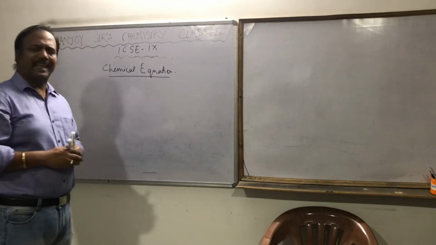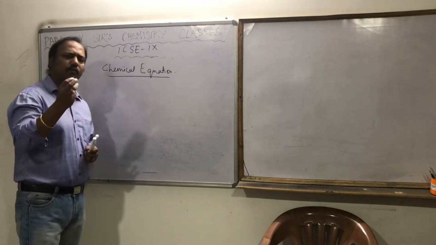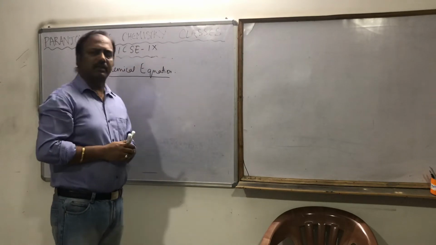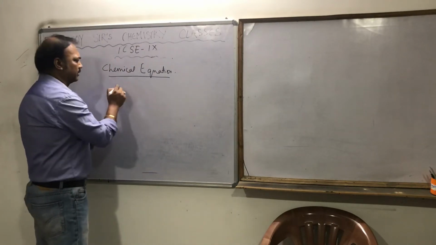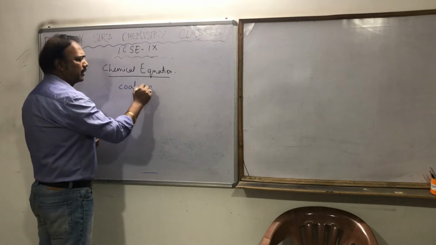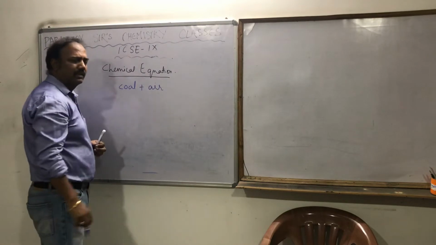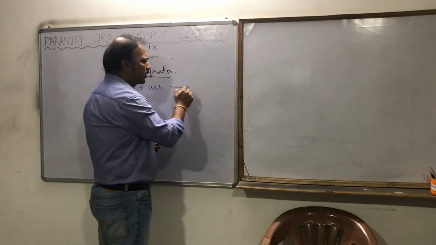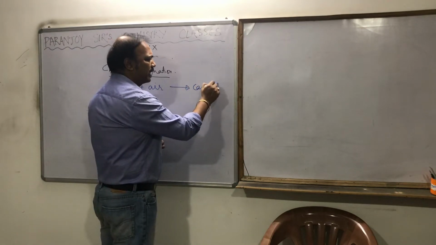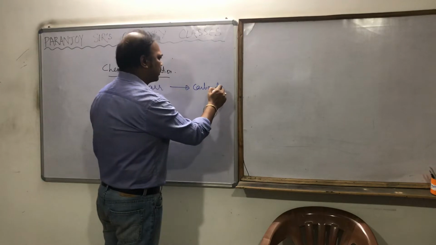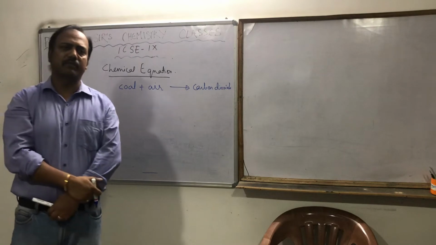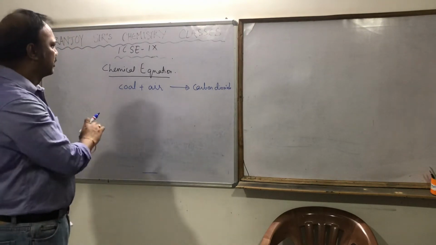Now, suppose I say that some amount of coal is burnt in air. In words, I will write it like this: coal plus air, and that is going to produce carbon dioxide gas. So that is the word representation of the chemical process. The whole chemical process is represented by words.